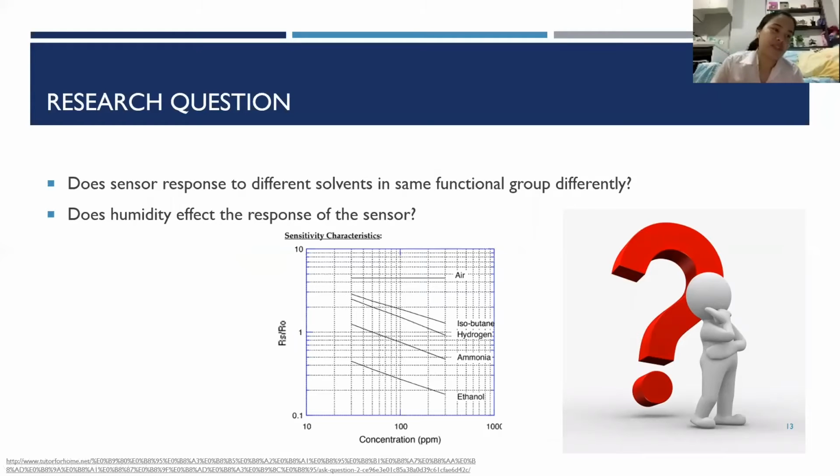Then come to my research questions: does humidity really affect the response of the sensor, and does the sensor respond differently to different solvents in the same functional group? This picture is the data sheet of the sensor from the company that I bought it from. As I told you earlier, one sensor can sense many types of gas, and I wonder whether it senses gases in the same functional group differently, or the same.